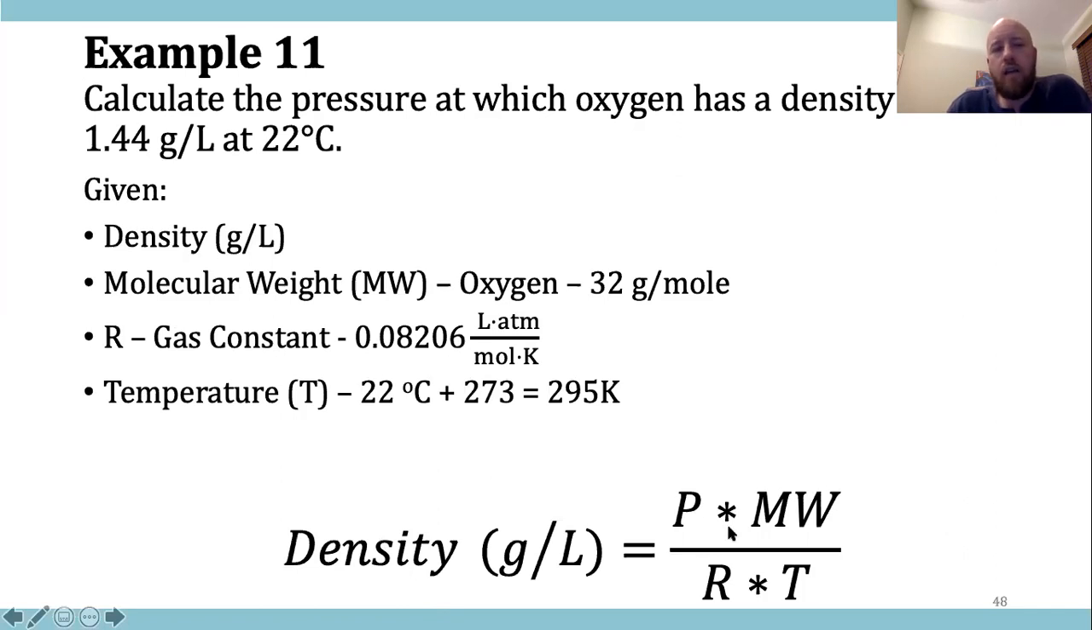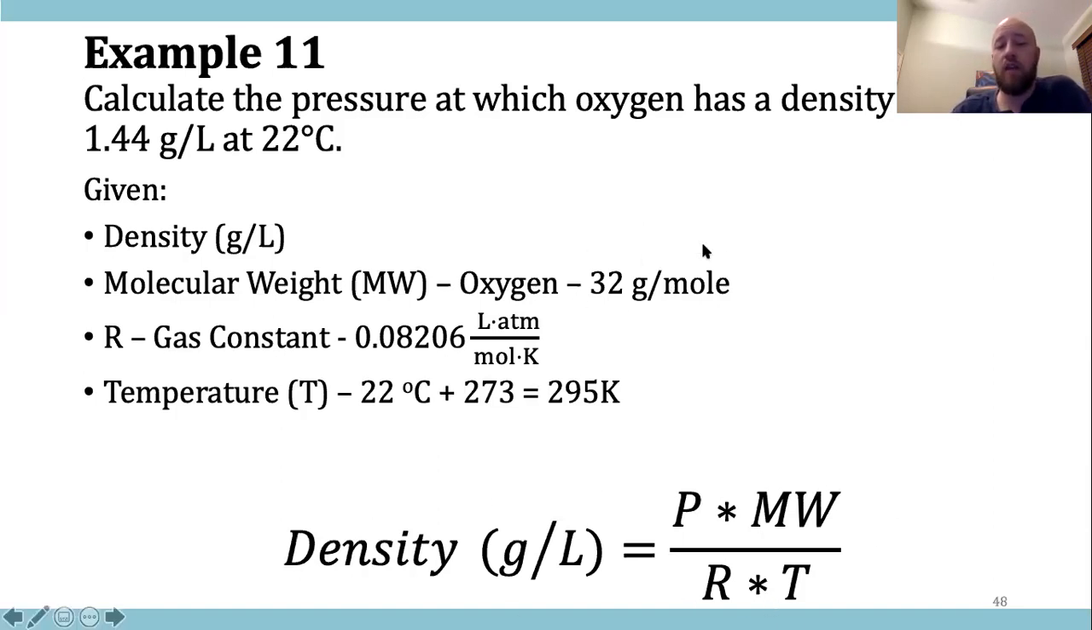So key giveaways here: if it's asking for density, like in this problem, calculate the pressure of oxygen, which has a density of 1.44. If it gives you density, there's only one equation that has density in it, so it's probably a good choice that this is the one you're going to use. Or if it wants you to solve for molecular weight, you can get the molecular weight from the ideal gas law. You don't need to use this equation. We can get there from the ideal gas law. It's just a little simpler because it's a direct equation that puts everything nice and neat for us.